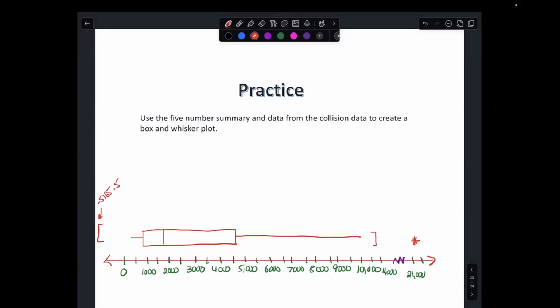Can I just re-ask? So the whisker goes to the last data value that's not outside of the fence, and the same for the other side? Yes. So the last data value that's not unusual, that's not an outlier.